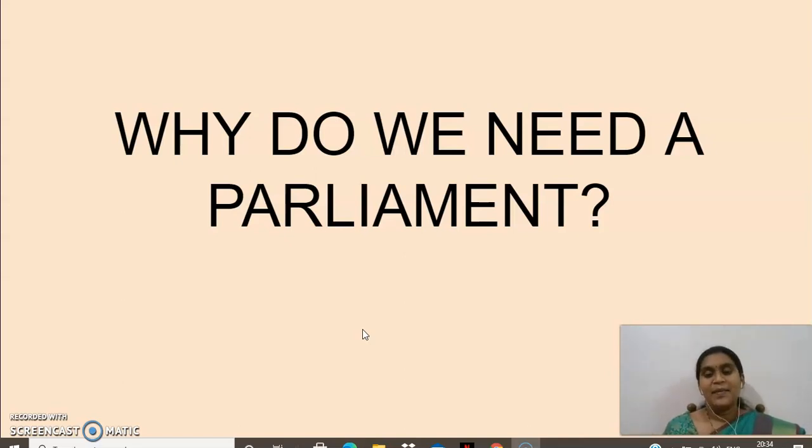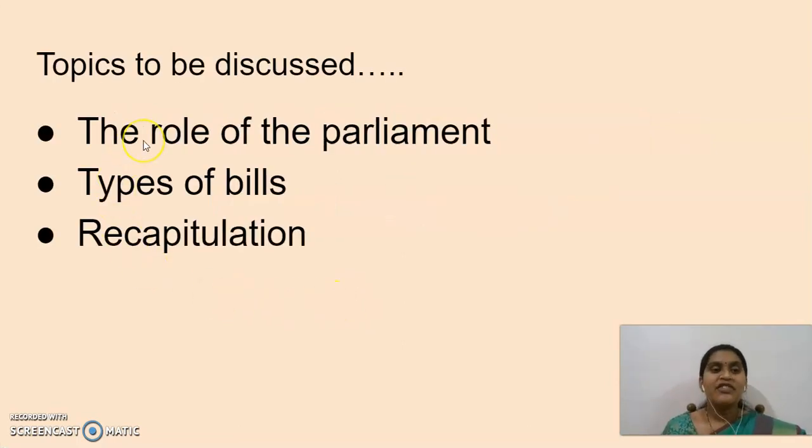In today's class we'll be seeing about the role of the parliament, and then we'll see about the types of bills. The types of bills is the next chapter, children. Here in the second unit we have two parts. One is why do we need a parliament, and the second part is understanding of the laws, how do we make the laws. So here we are going to see some basic things about the making of laws, that is the types of bills, and we'll go for a recapitulation. Okay, see here.